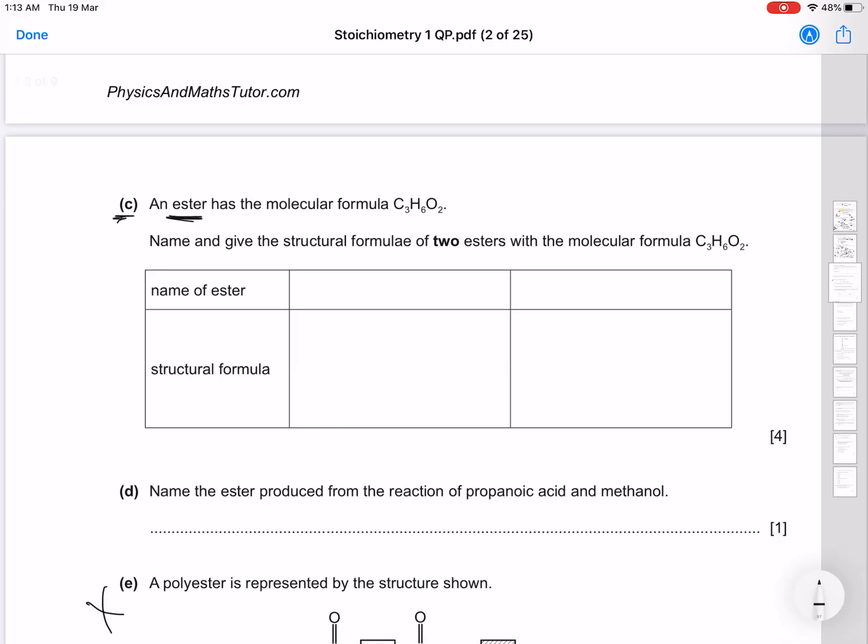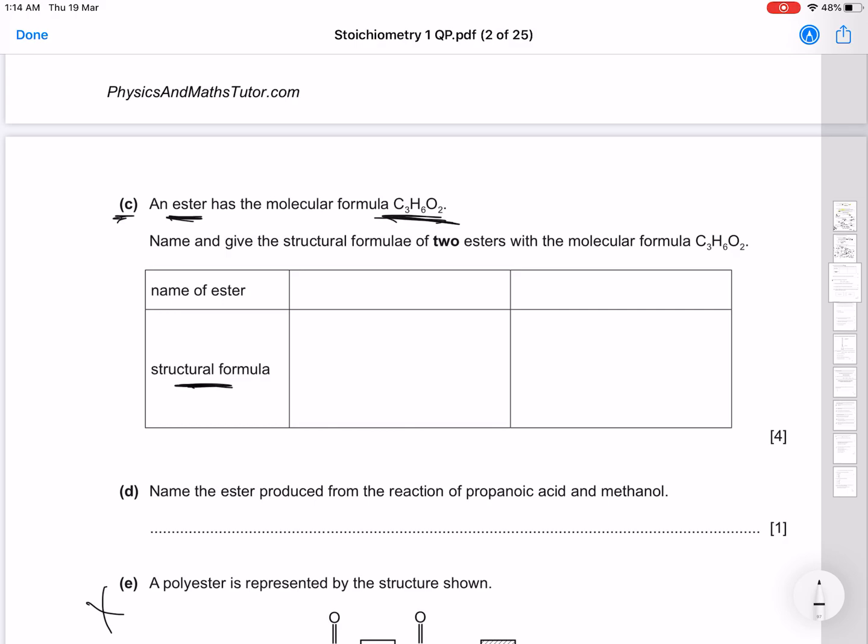If you remember the ester, we explained that in the last class of organic. Ester has a molecular formula of this. And then they want you to name and give the structural formula of 2 different esters with this molecular formula. Okay. First of all, I would start with the structural formula to make my job of naming the ester easier.